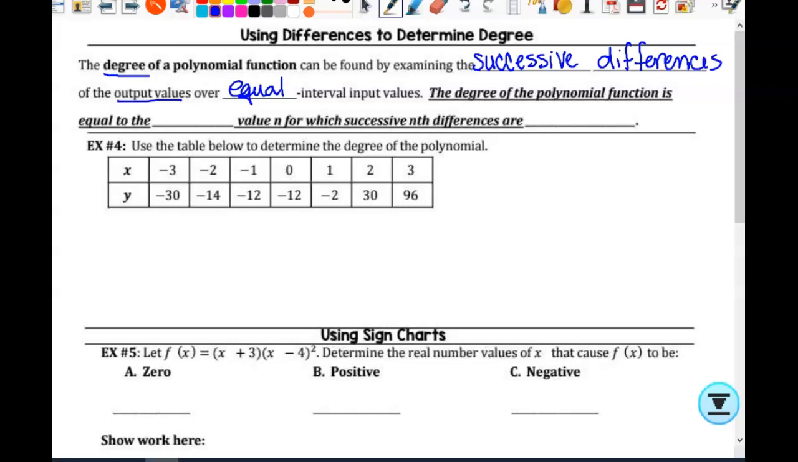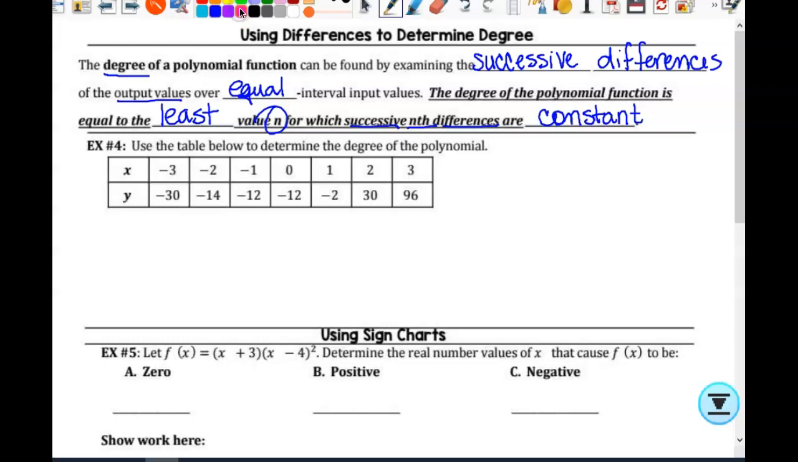The degree of the polynomial function is equal to the least value for n for which the successive nth differences are constant. So what this is telling me is that if the first differences are constant, it's linear. If the second differences are constant, it's quadratic. If the third differences are constant, it's cubic. If the fourth differences are constant, it's quartic, and so forth. You can just keep on going. So we're just extending that a little bit.